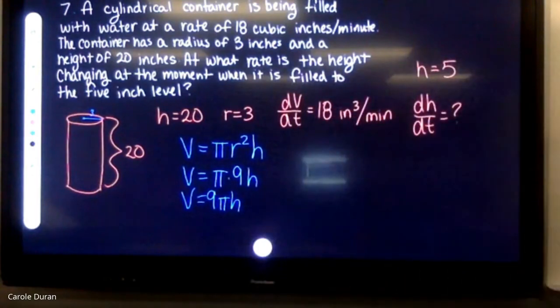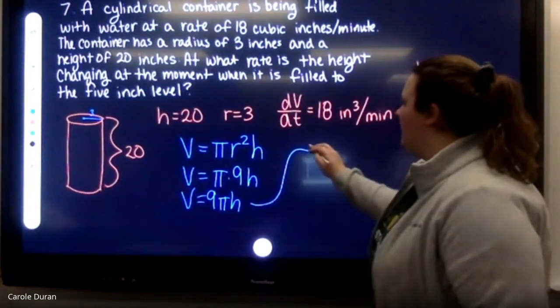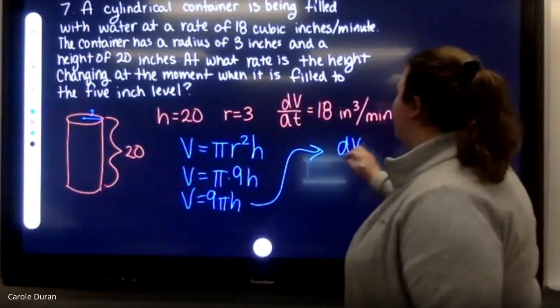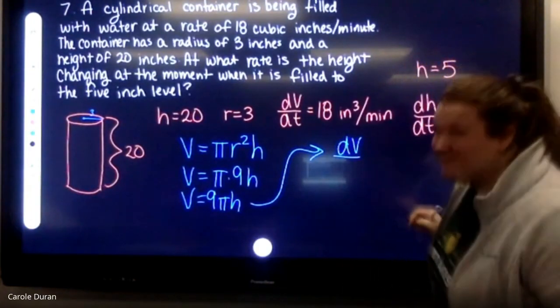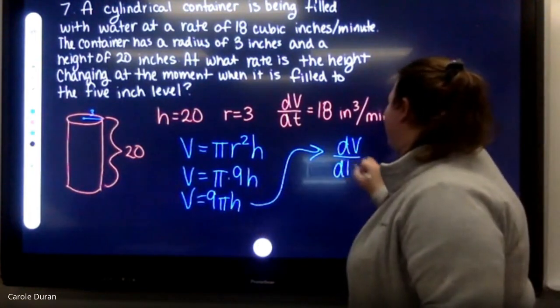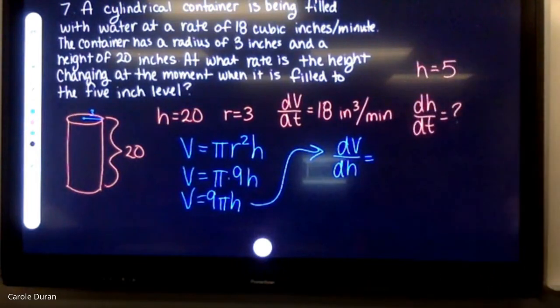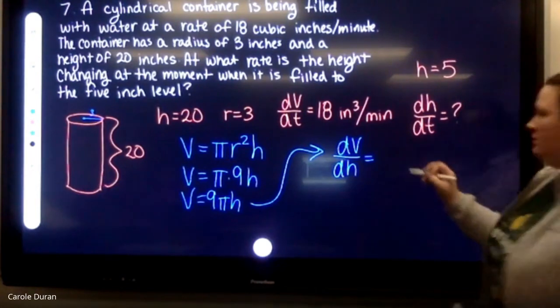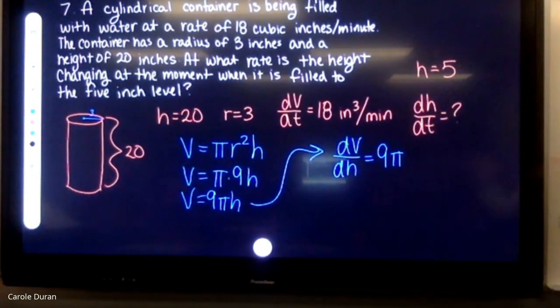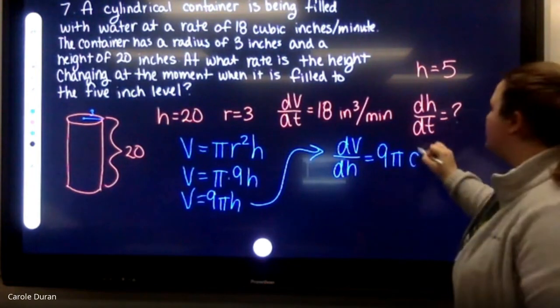Now I'm going to differentiate this equation. When I differentiate it, what's going to happen? dV over dt equals, we treat 9 pi as a constant times my variable h. So the derivative of 9 pi h is 9 pi, just like the derivative of 3x is 3. 9 pi here was just that number out front. And then times dh/dt.